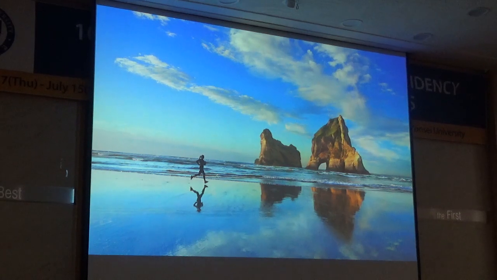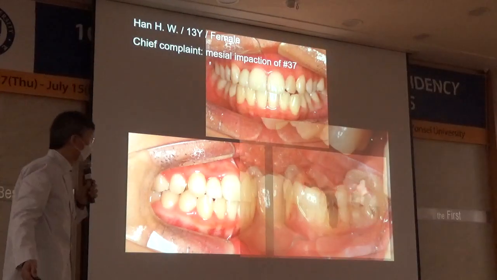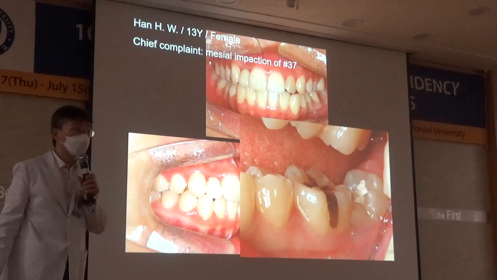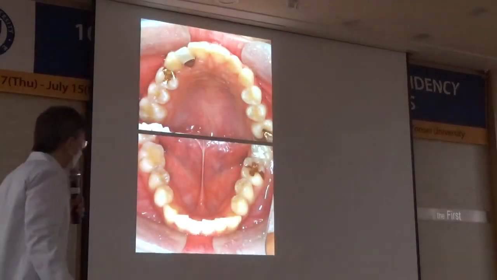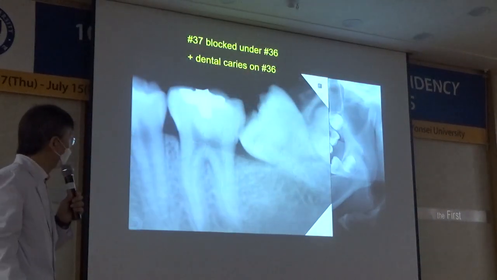But if it's a little more severe mesial angulation, the case will be different. Similar but different. Do you think it's different? Yes or no? It is different. You have to recognize the difference. Little more severe mesial angulation.